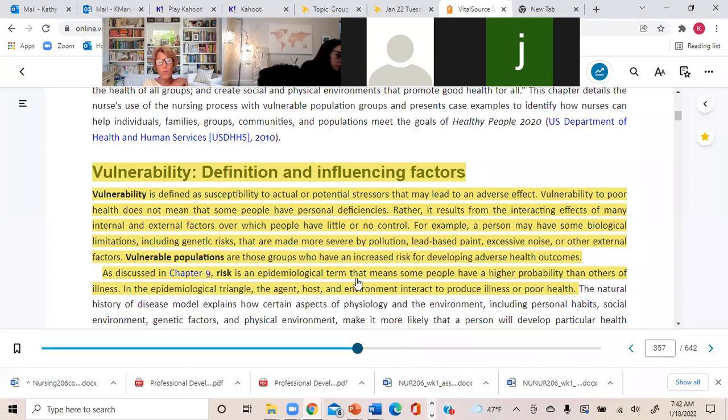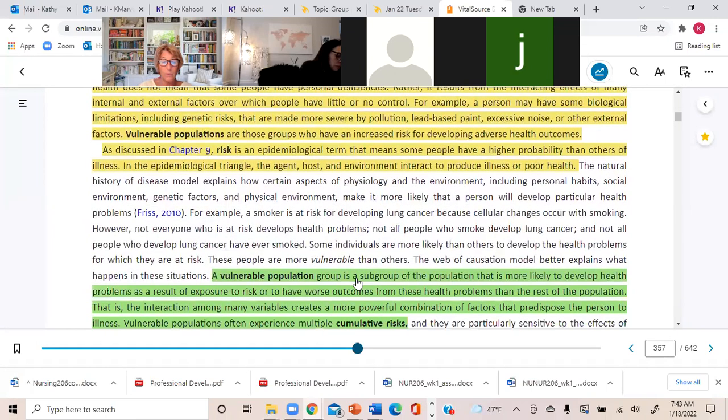Me coming from the schools, I think of kids. If families in my schools are homeless, the parents and the kids have an increased risk of developing adverse health outcomes, like lack of immunizations, lack of healthcare, lack of education, lack of nutrition services.